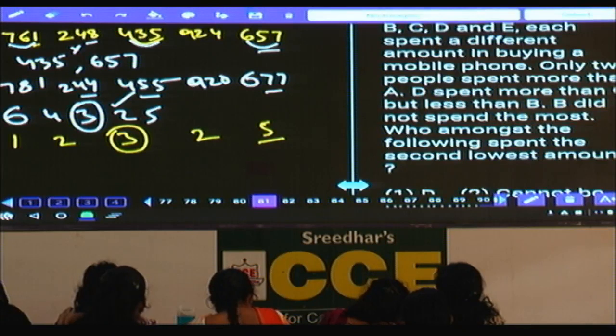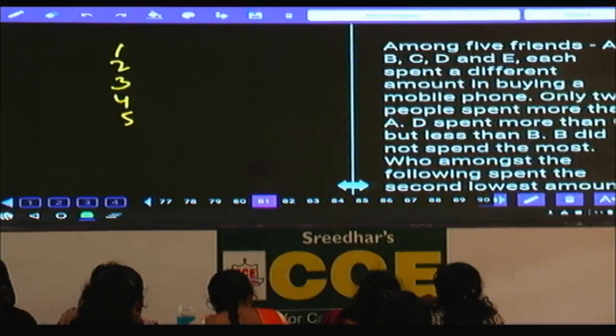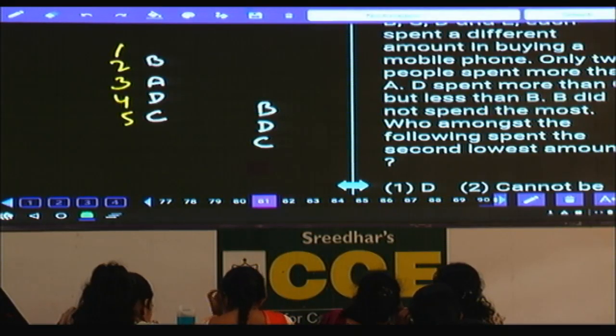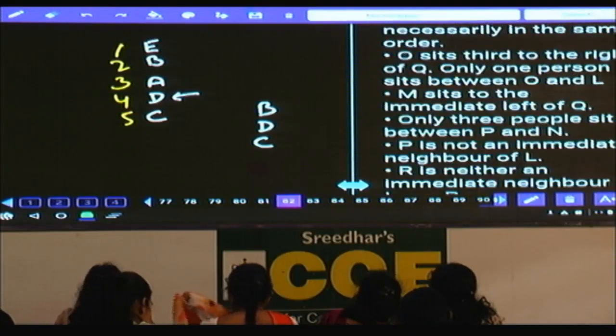Then question number 81. Now in this 81, 5 friends are being compared in their height. A, B, C, D and E, only 2 people are taller than A. As only 2 people are taller than A, A must be at the third place. And D is taller than C, but shorter than B. B, D and C. B is not the tallest, B cannot be at the first place. This is B, D and C. Then who is the other person left over? E. Then who among the following is the second lowest? Second lowest is D, that is choice 1.